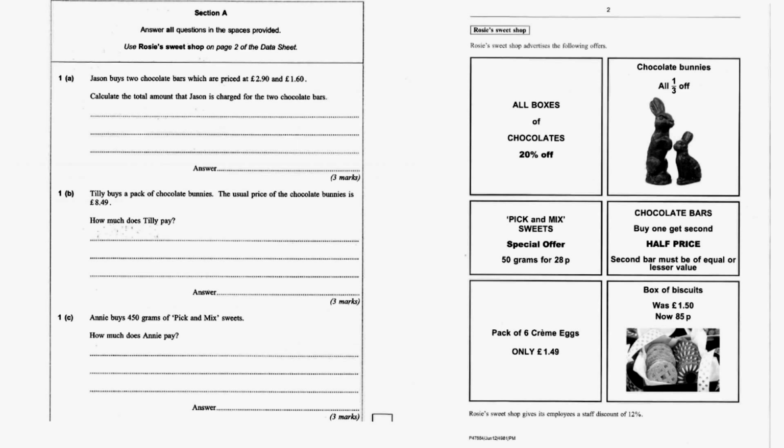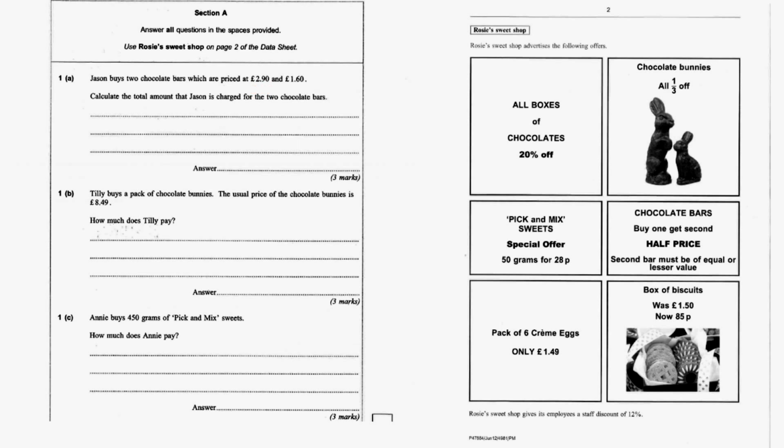As I said, it's very important to read the question. It's saying, Jason buys 2 chocolate bars which are priced at $2.90 and $1.60. Calculate the total amount that Jason is charged for the 2 chocolate bars. Now for this question I have to look at the data sheet. So the first one I'm going to look at, this is about chocolate boxes, chocolate bunnies, pick and mix, chocolate bars. This is the data I'm going to be looking at. And this says buy one and get the other one for half price, and the second bar must be of equal or lesser value. So now I relate that to this question here.